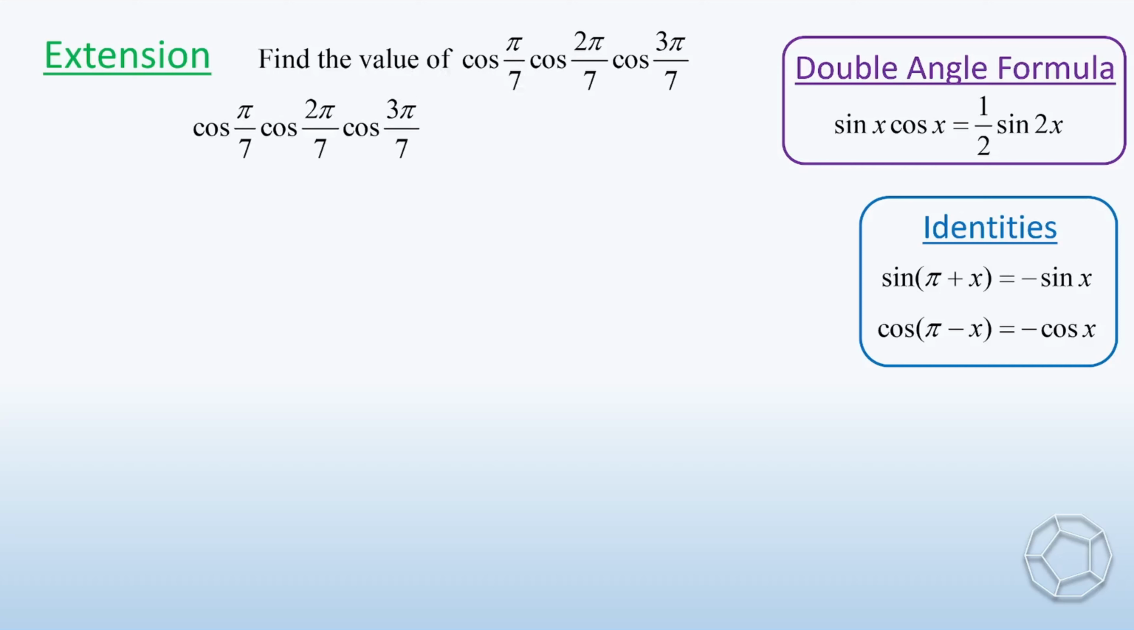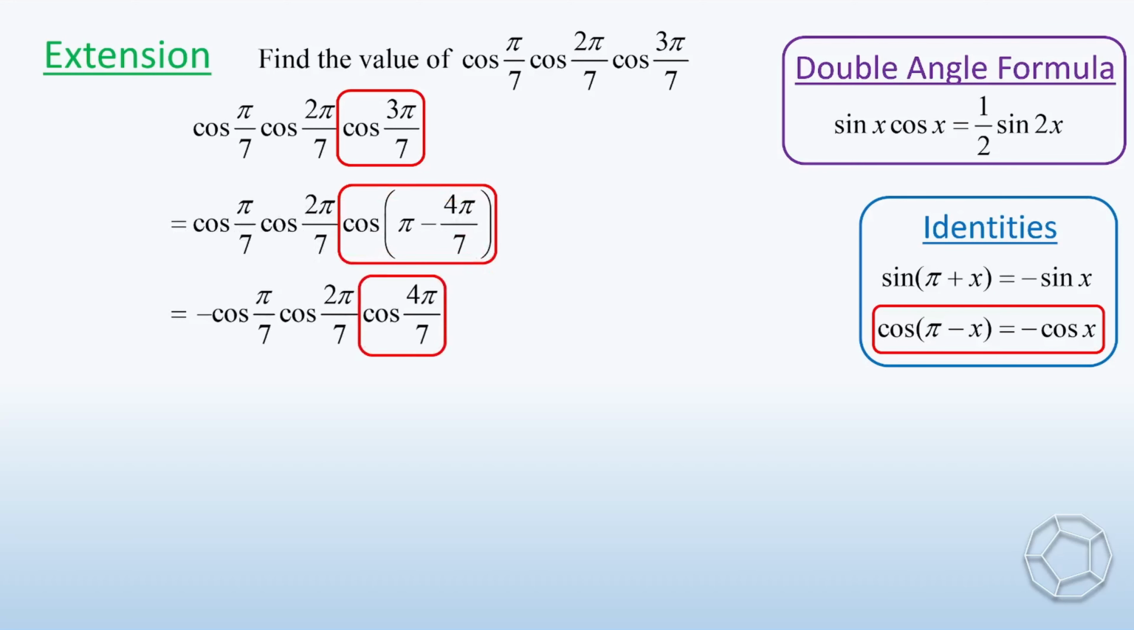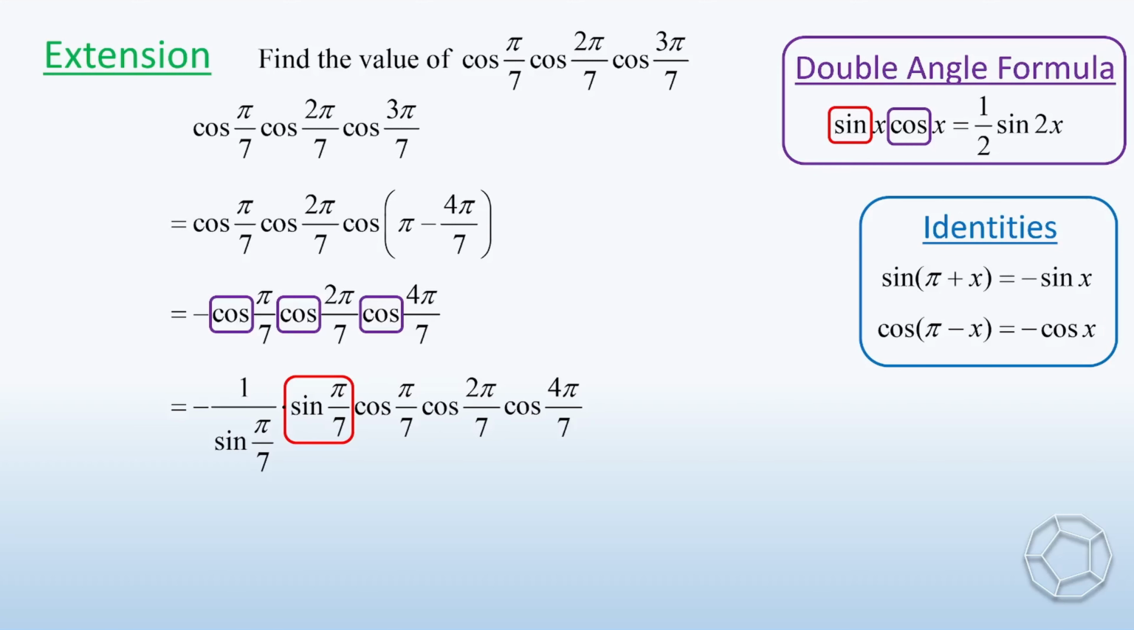Out of the 3 terms, we change 3 pi over 7 to pi minus 4 pi over 7. Then, by the second identity, it is equal to negative cosine 4 pi over 7. And we put the minus sign in the front. Moreover, the angles are 1, 2, and 4 pi over 7. That's why we make use of the double angle formula. Since all terms are cosine, we need a sine term. So multiply by sine pi over 7 and divide it in the front. Based on the experience in the previous IMO problem, we expect that it can be cancelled out later.